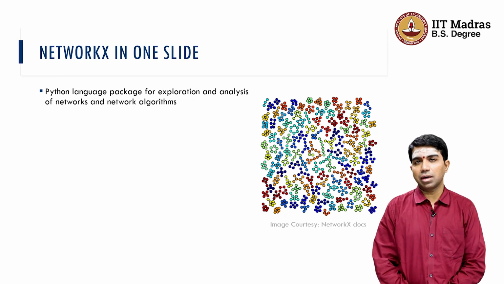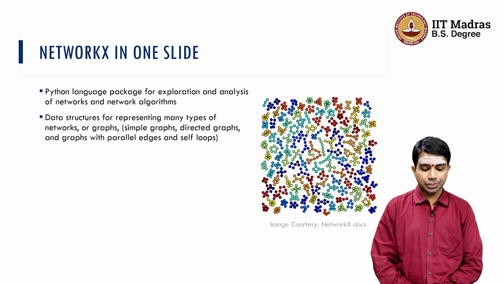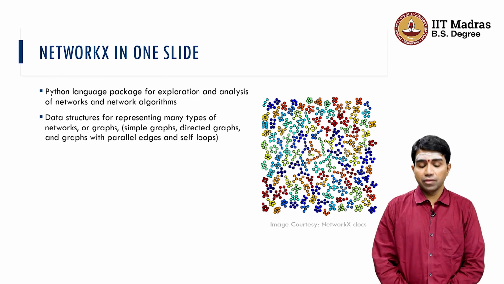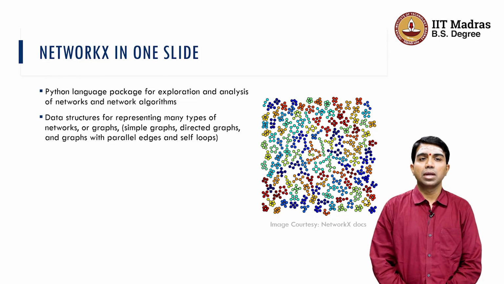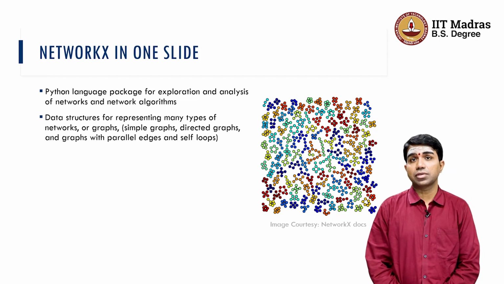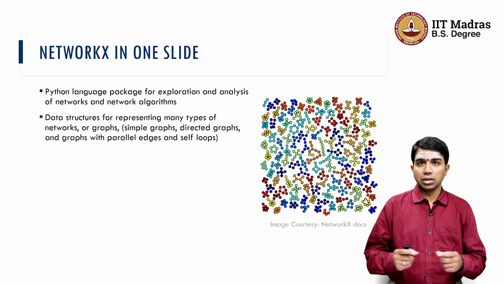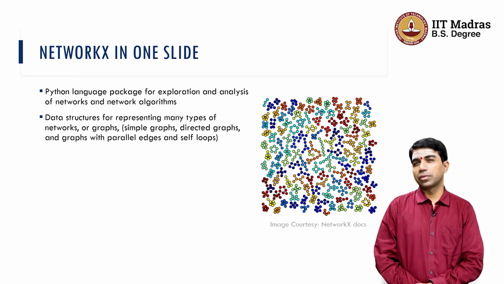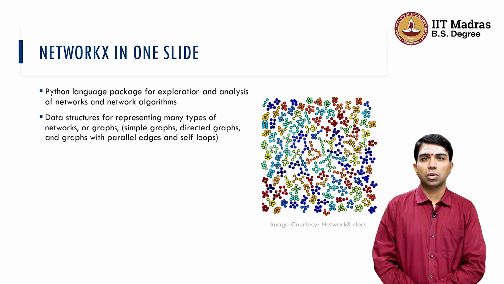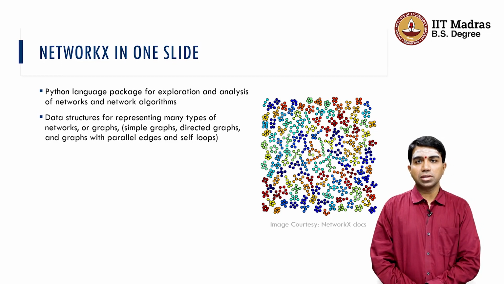It has built-in algorithms for a lot of things that we have seen and will see in this course. And it supports various data structures for representing various types of networks or graphs, as we call them. It could be simple graphs, it could be directed graphs, it could be undirected graphs, of course, and graphs with parallel or multi edges between the same pair of nodes and so on, and also those with self loops and so on. So, we haven't really focused on these kinds of graphs in this course, but just know that NetworkX supports all kinds of graphs that are practically useful to model various real world systems.